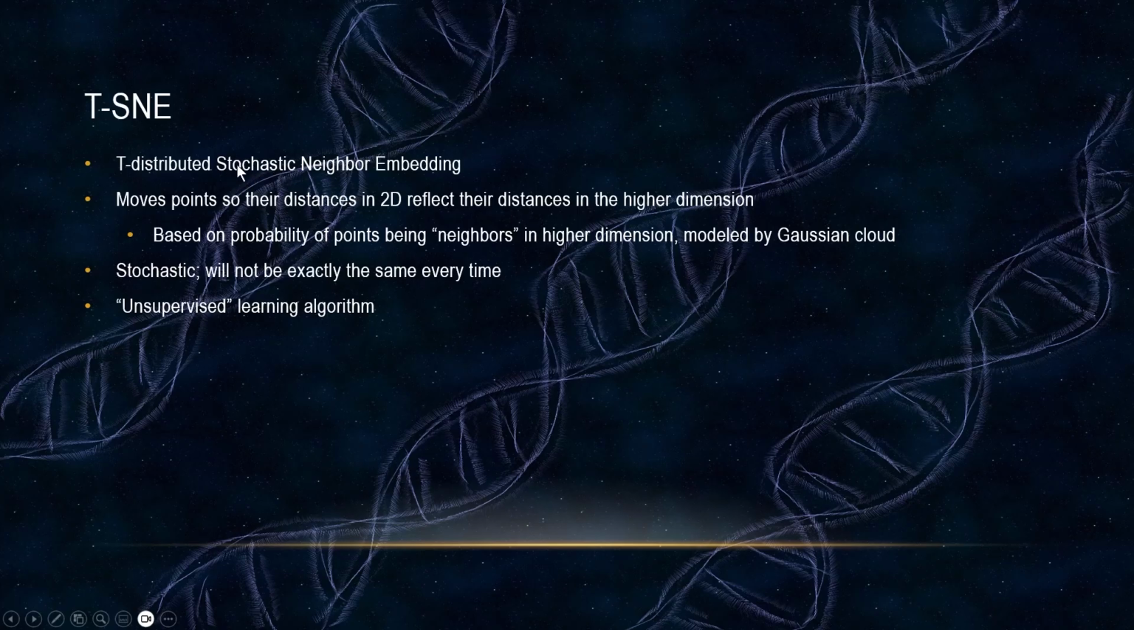The stochastic part means that it's not going to be exactly the same every time. If you run it different times, it might change a little bit because it's randomly jittering the points a little bit. And it's an unsupervised learning algorithm, meaning you don't tell it what the answers are. You just give it the data, the vectors, and let it sort everything out and figure out where they fit on the plot.